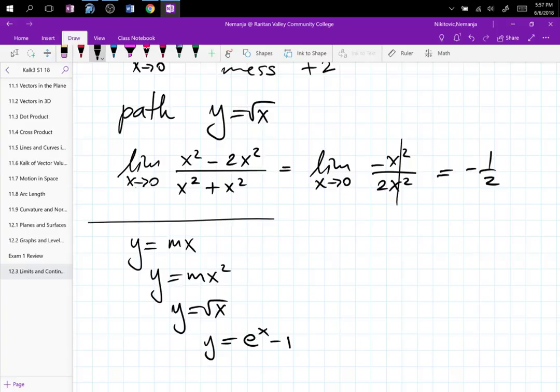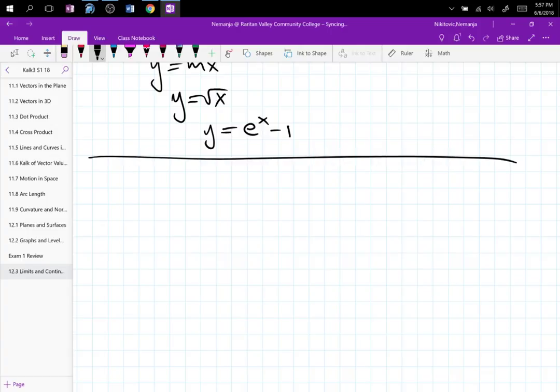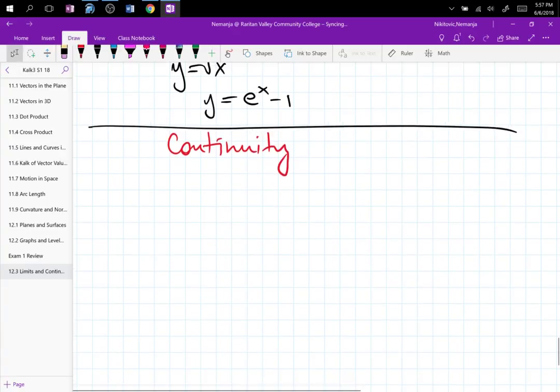The next part of the lecture is continuity, which is going to be exactly the same as Calculus 1. We are going to write the same definition, except it's going to be for Calculus 3. And then we have two theorems that follow. Continuity. So where do we start? We start with continuity at a point.